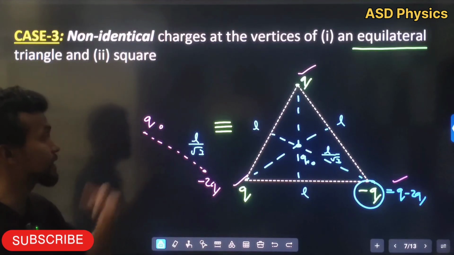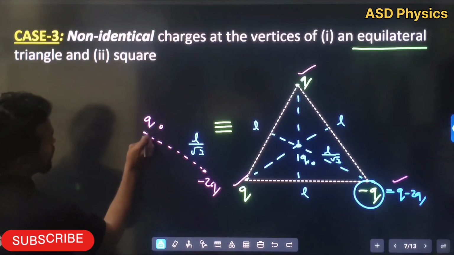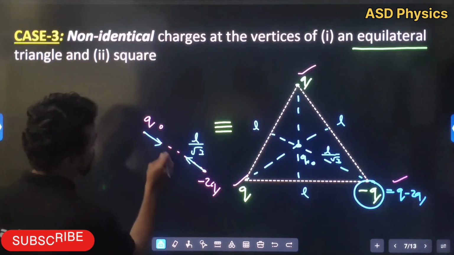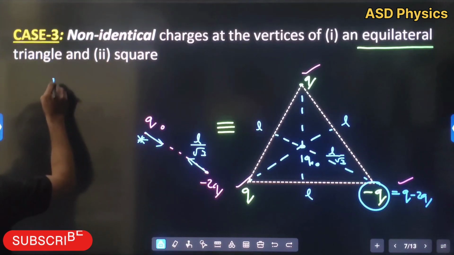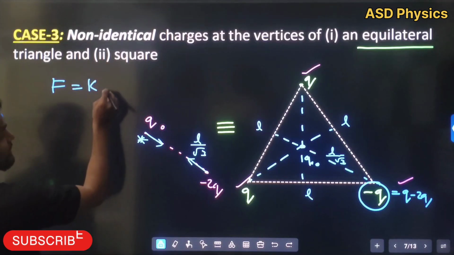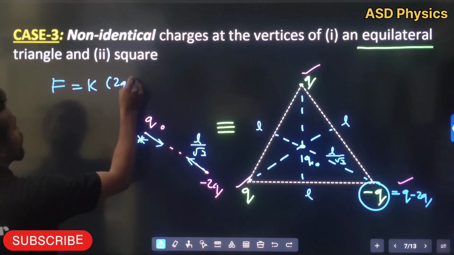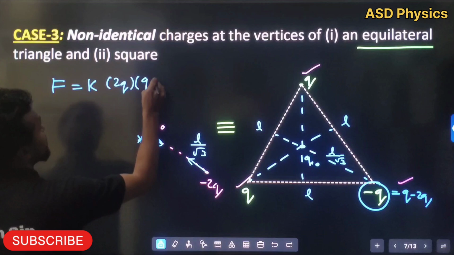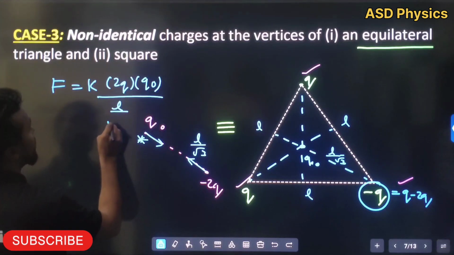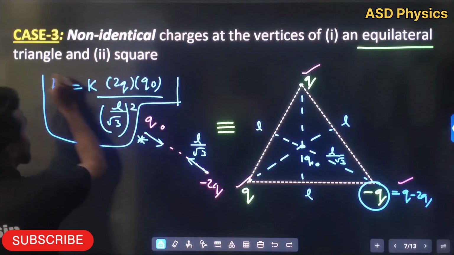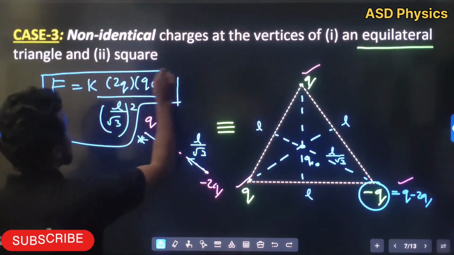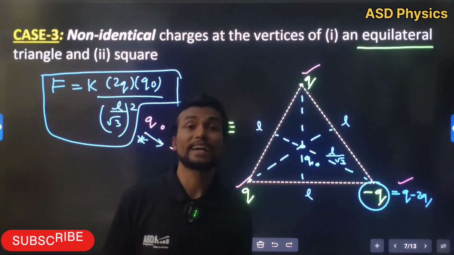Which force will be there? Attractive force will be there. And the value of the force will be how much here between them? This force. Now we are just going to find out the force here. So this force will be how much here? See please here. K 2Q into Q0, only magnitude, by L by root 3 whole square. Okay, so this will be the force experienced by this charge Q0 placed at the centroid.